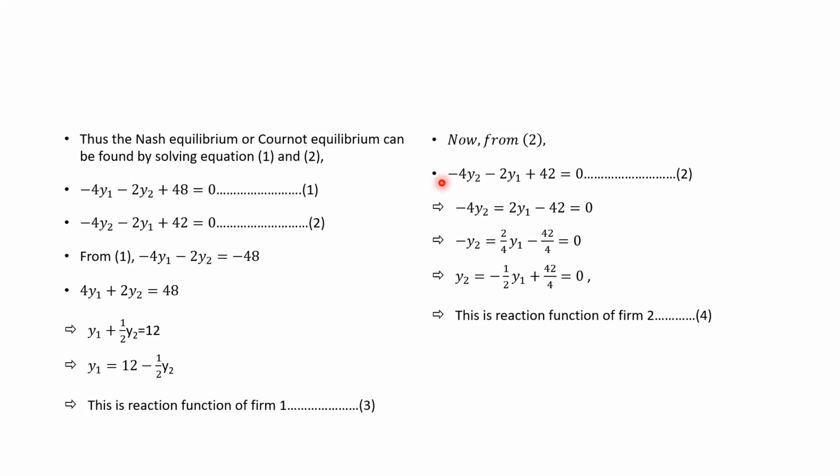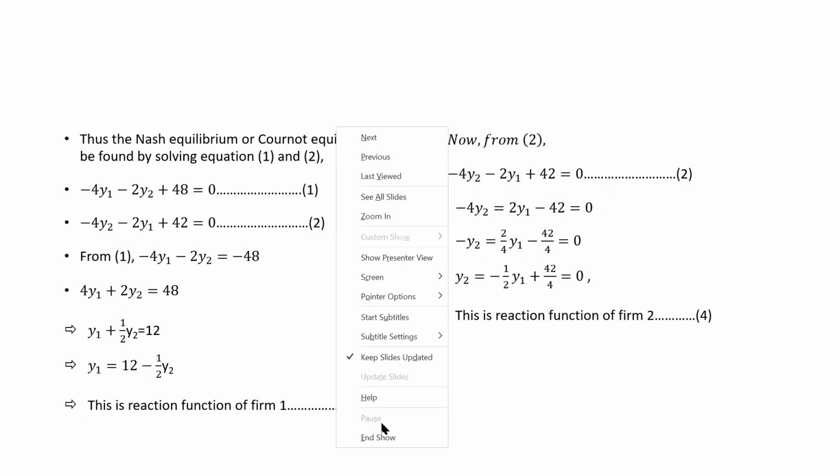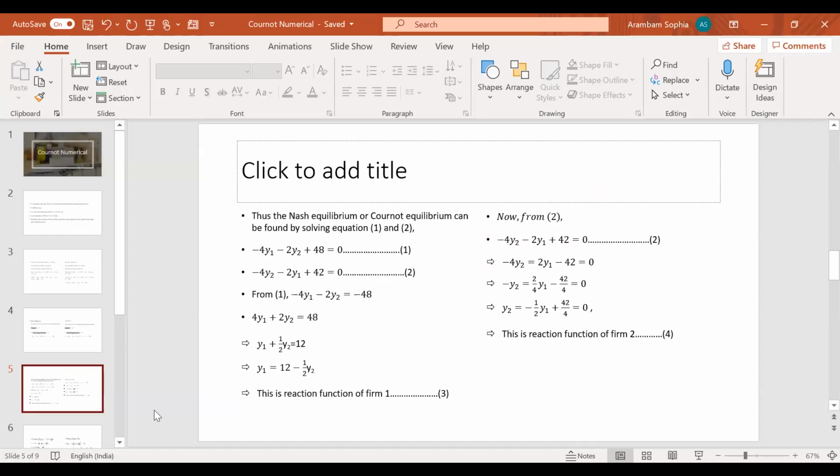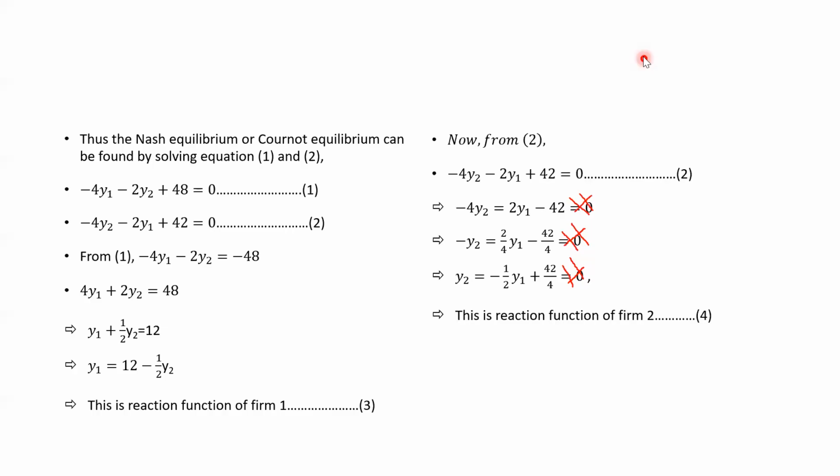And from equation 2, minus 4y2 minus 2y1 plus 42 equal to 0. Sorry, there is an extra thing here, I'll just change that. So for equation 2, minus 4y2 minus twice y1 plus 42 equal to 0. This implies that minus 4y2 equal to 2y1 minus 42. This should not be here, that's the mistake. So you can divide throughout by 4.